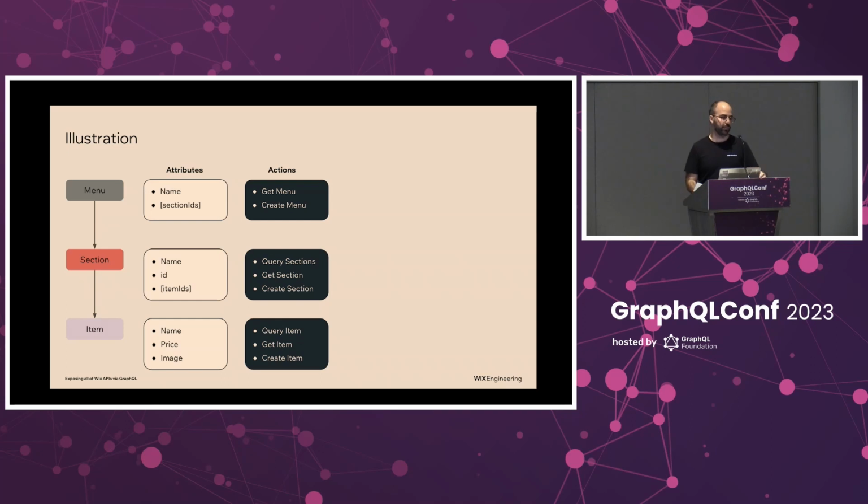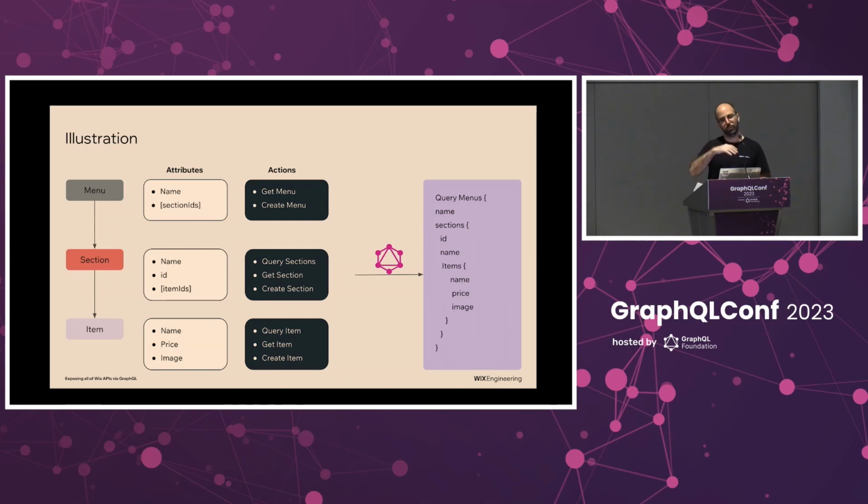Let's say that we have the menu, the section, and the items. Each has its own attributes and actions. Now, if you merge them together, you can actually create a schema for the menu, which has a name, which is the name of the menu entity. And the menu has a nested field called sections, where section is actually the entity that menu refers to. Section has ID and name, as you can see here. And section also has another reference to items. So we have another nested field called items, which are the menu items, holding the name, the price, and the image. So technically, we were able to transform what we had in Wix to a GraphQL schema.